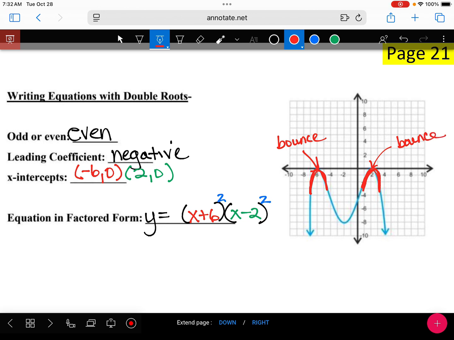Whenever it bounces, so you understand what I mean when I say bounce. It doesn't go through it. It touches this and makes a U-turn. And then there's one more thing I need to add. What's the last thing this is missing in order to be perfect? A -1. Put a -1 in the front because it has a negative leading coefficient.